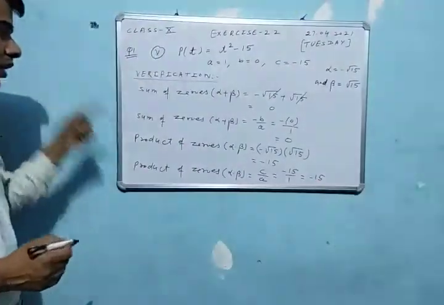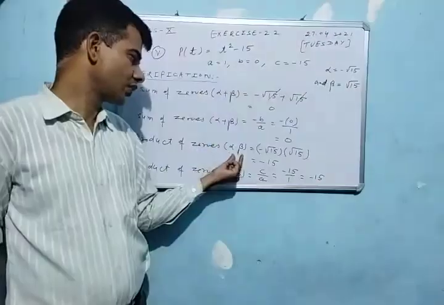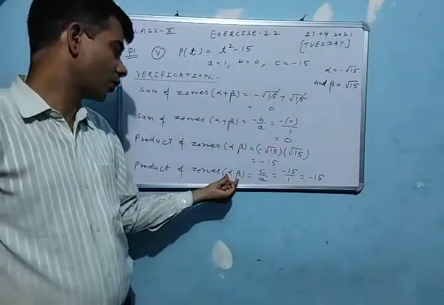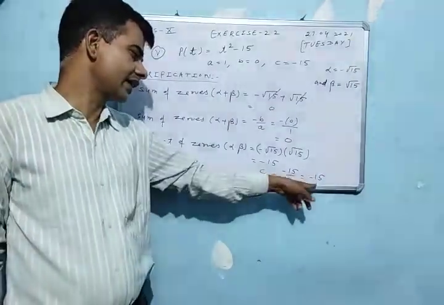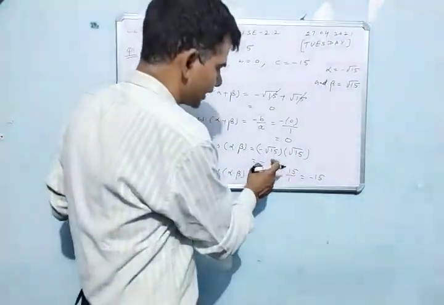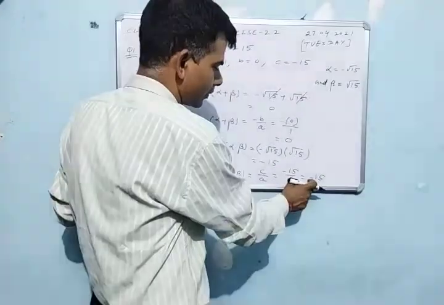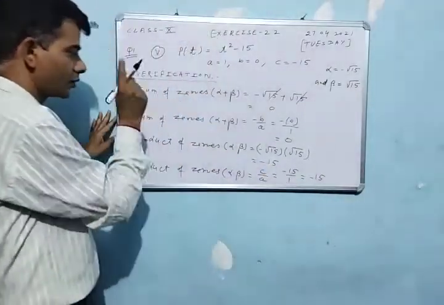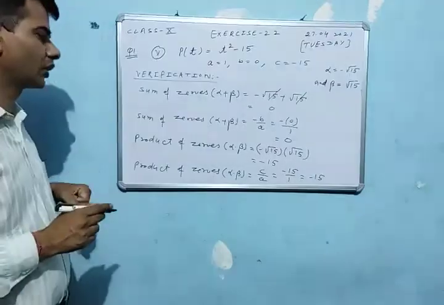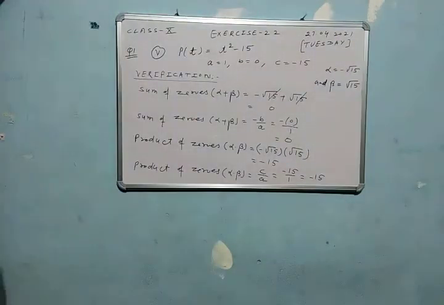Now student, the product of zeros, that is minus 15, and the product of zeros by the coefficient formula, that is c by a, that is minus 15, are equal. Student, these are equal. That is minus 15, that is minus 15, so hence verified. Now the sum of zeros as well as the product of zeros are verified. Student, note it down. Please note it down.